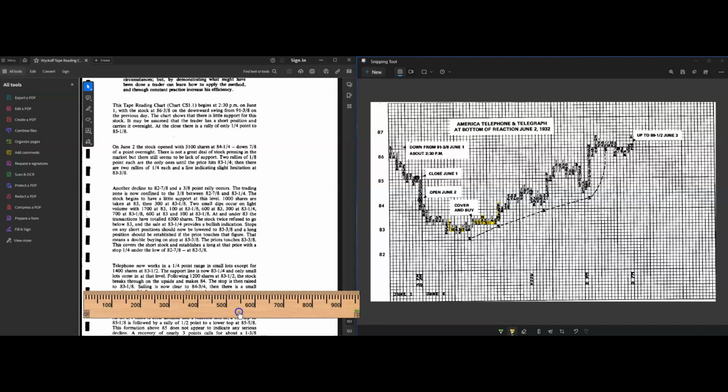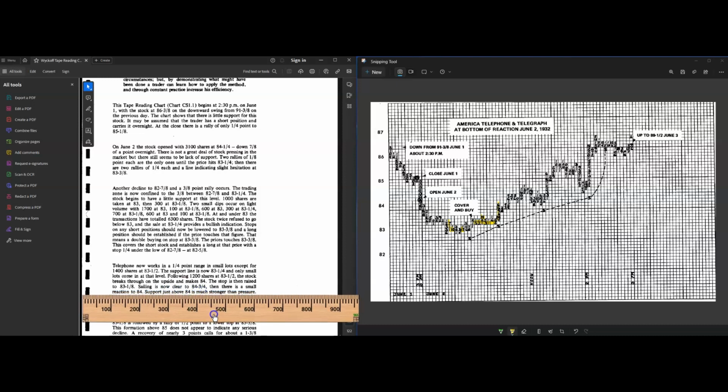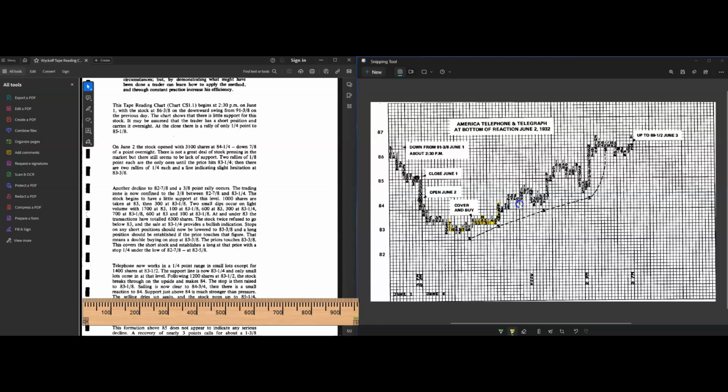The stop is then raised to 83 and 3/4. Selling is now clear to 83 and 3/4. Then there is a small reaction to 84, then it comes back down to 84. Support just above 84 is much stronger than pressure. Basically, pressure is resistance. The selling dries up again. Where does it dry up? Well, you just look at the dips.